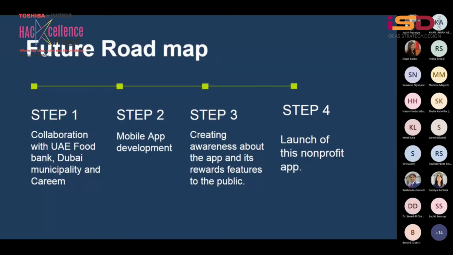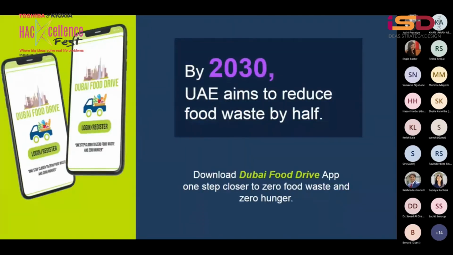By 2030, UAE aims to reduce food waste by half. I believe Dubai Food Drive app can surely make UAE achieve that target. Download Dubai Food Drive app and make your one step closer to zero food waste and zero hunger. During this pandemic, the hunger problem has doubled. I believe we can together help each other and grow together.